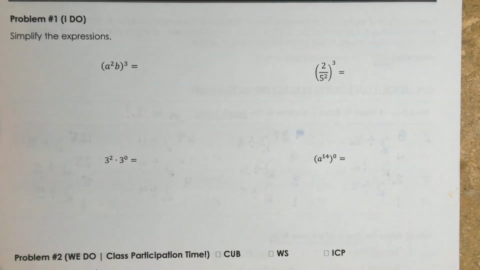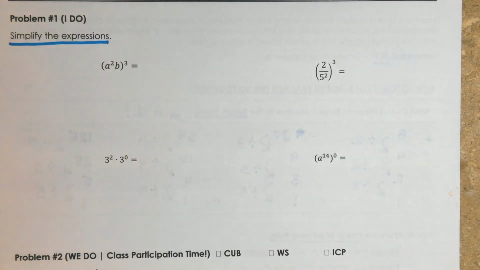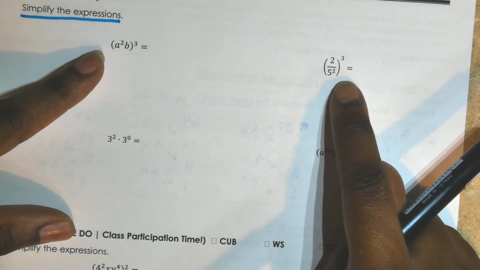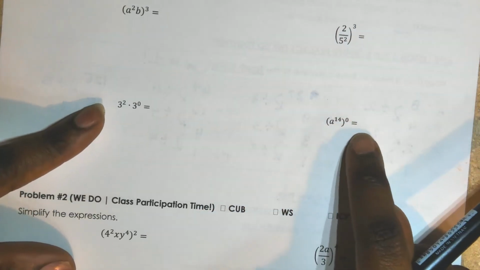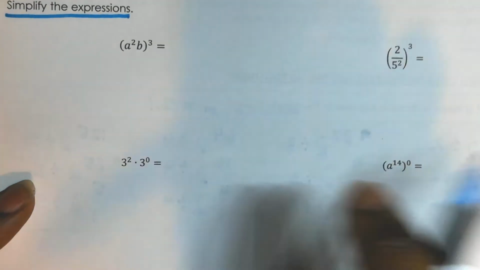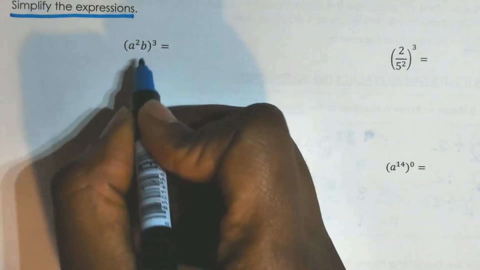Alright, so the I do problem says simplify the expressions. The first 2 I have on the top use power of a power property, and the ones on the bottom apply the 0th exponent property. So starting up here, a to the second power times b, all raised to the third power.